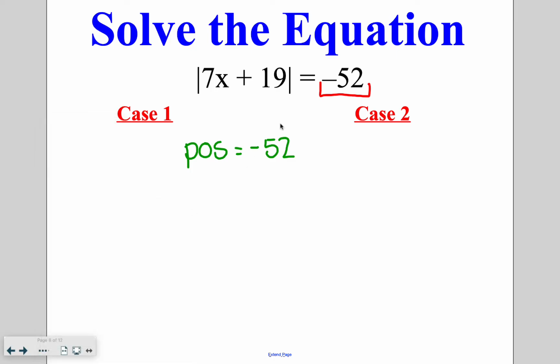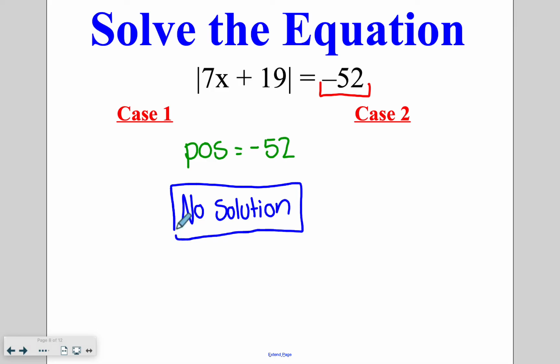So if you ever have an absolute value equal to a negative, the answer to your problem is going to be no solution. No matter what number we plug in, absolute values can never be equal to a negative value.